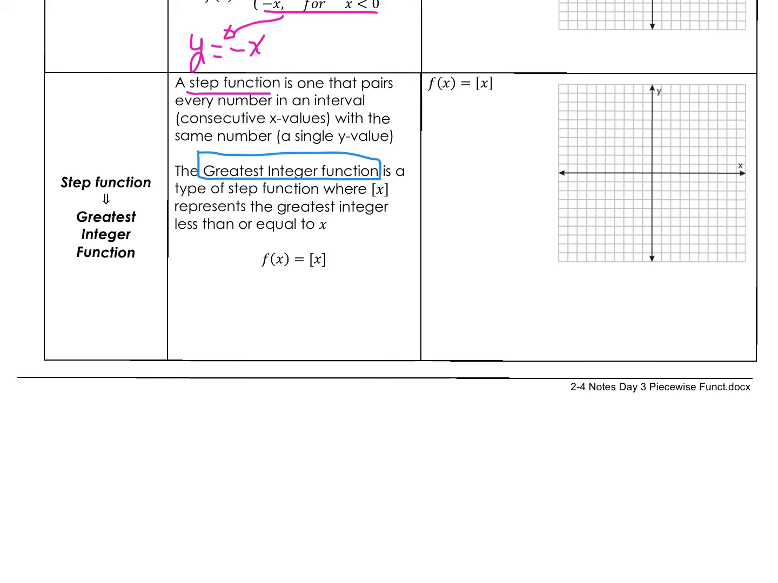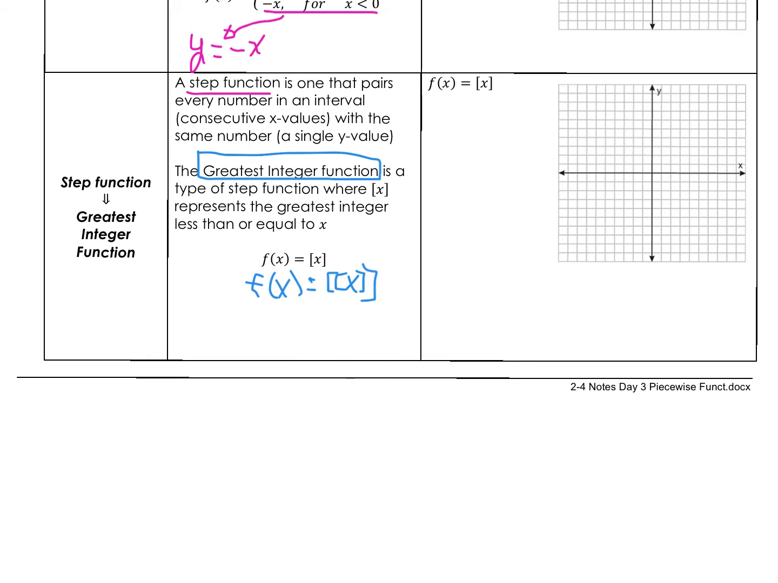You can see that the notation looks a little funky. It's these brackets, and oftentimes when you write it by hand, it looks like f of x is equal to, and it's like these double brackets. So oftentimes it'll look like this as well. Essentially these brackets indicate that we're going to round down to the next number. Well, what does that mean?